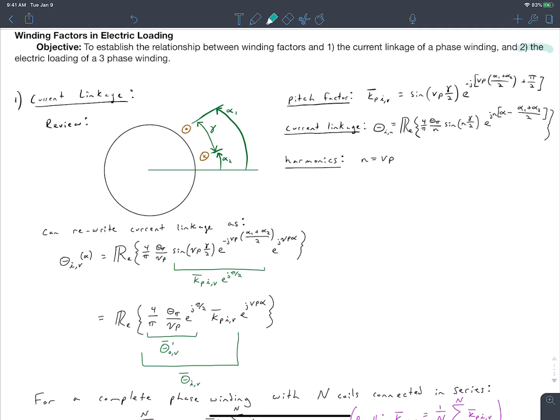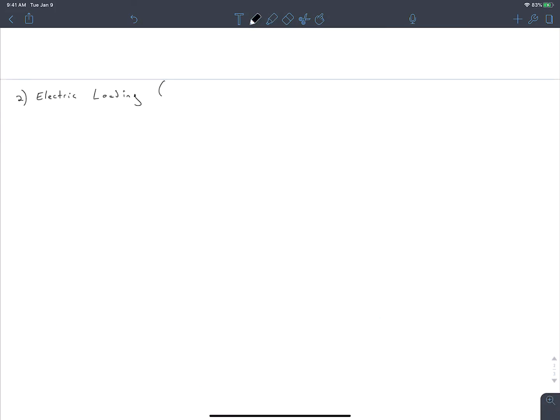Next, we're going to move on to relating the electric loading of our sizing equation to the winding factor for a 3-phase winding. And when we do this derivation, we're only looking at the harmonic of v equals 1. That's because that is the harmonic that we've maximized when we laid out our winding. We're trying to create only fields of that harmonic. We want purely sinusoidal fields so that we don't have torque ripple or extra losses. And that is the primary harmonic that contributes to our torque creation, so that's the harmonic that we derived our sizing equations for.